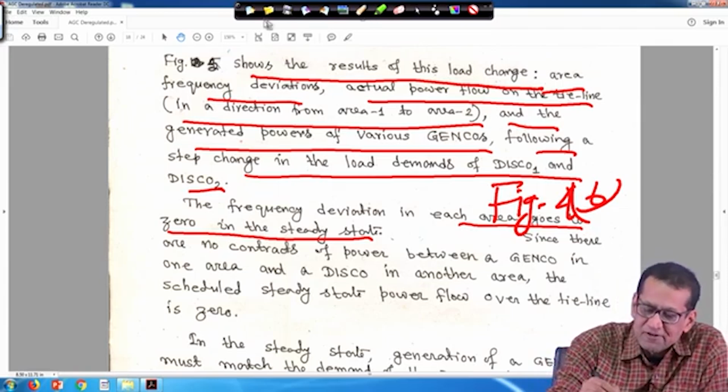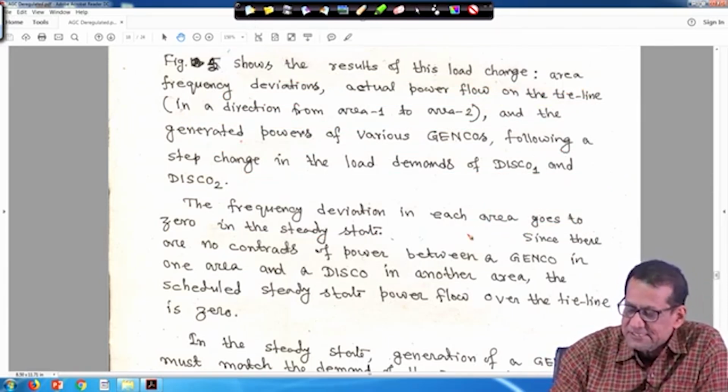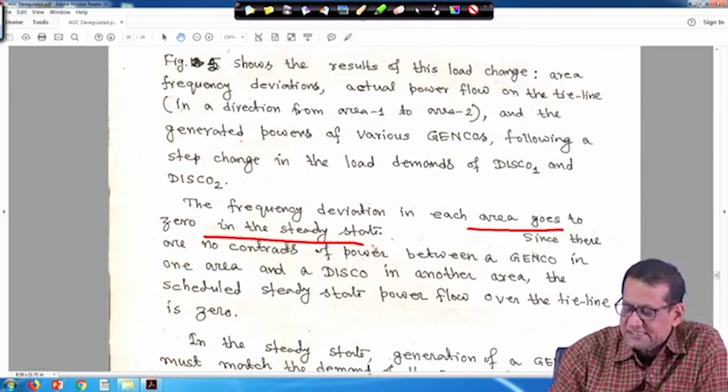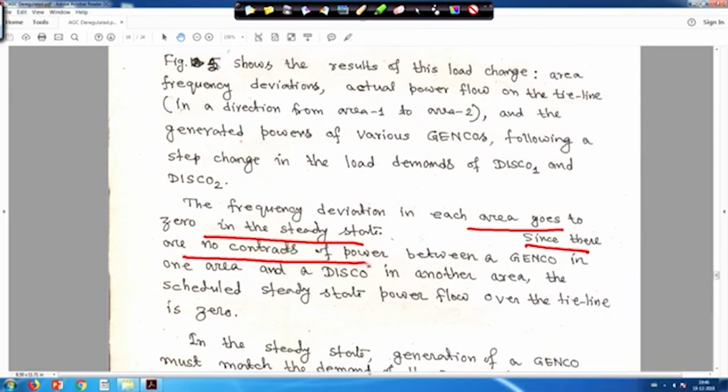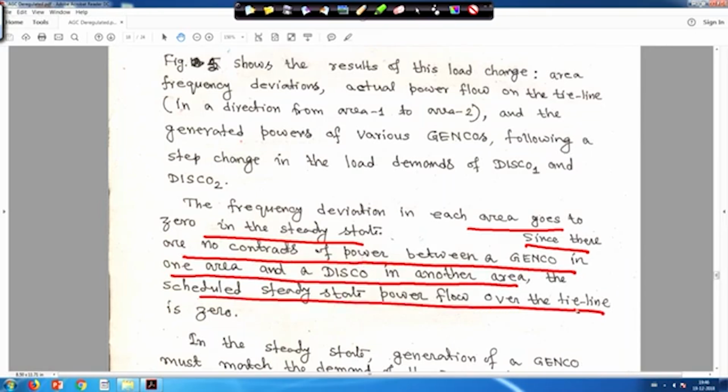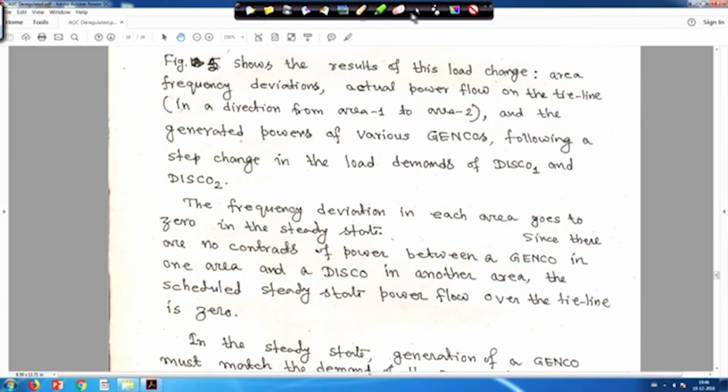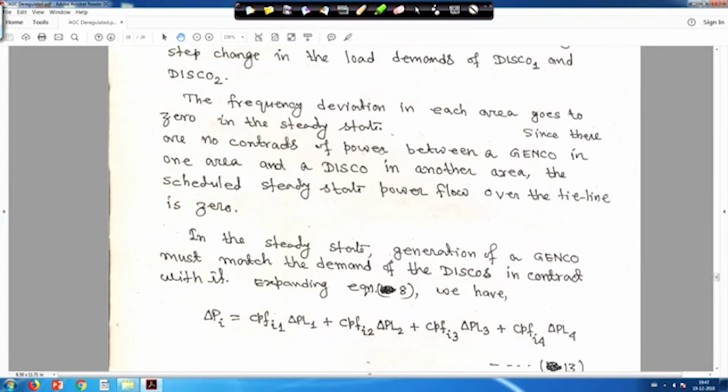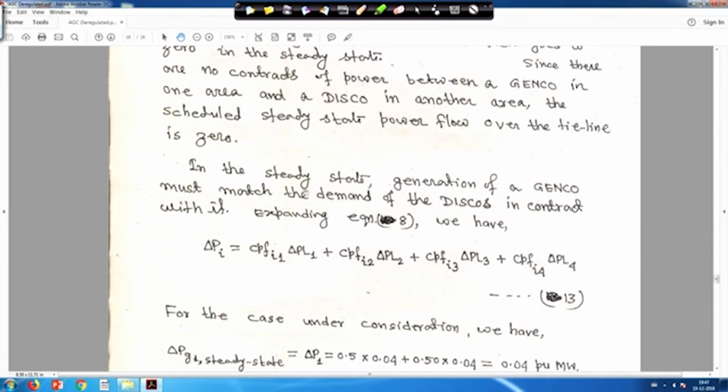And then the frequency deviation in each area goes to 0 in the steady state. Since there are no contracts of power between a GENCO in one area and a DISCO in another area, the scheduled steady state power flow over the tie line is 0, that I also told you. So in the steady state, the generation of a GENCO must match the demand of the DISCO in contact with it.